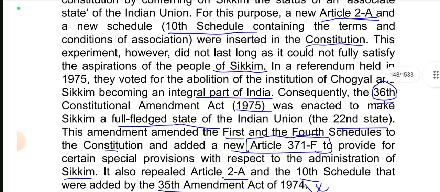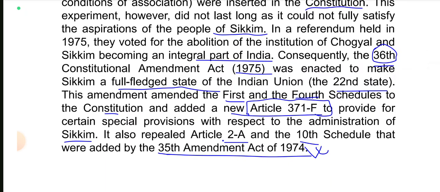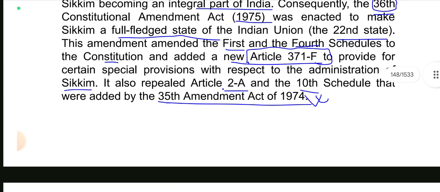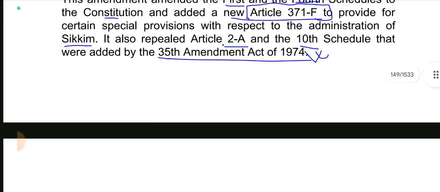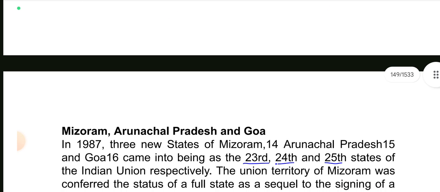This experiment, however, did not last long, as it could not fully satisfy the aspirations of the people of Sikkim. In a referendum held in 1975, they voted for the abolition of the institution of Chogyal, and Sikkim becoming an integral part of India. Consequently, the 36th Constitutional Amendment Act 1975 was enacted to make Sikkim a full-fledged state of the Indian Union, the 22nd state. This amendment amended the first and the fourth schedules to the Constitution and added a new Article 371F to provide for certain special provisions with respect to the administration of Sikkim. It also repealed Article 2A and the 10th Schedule that were added by the 35th Amendment Act of 1974.